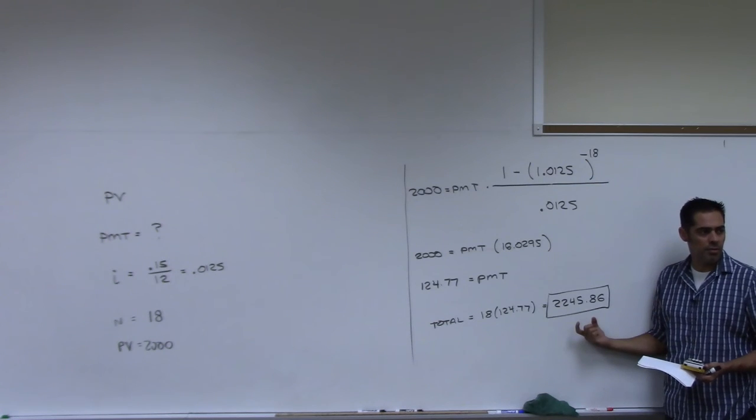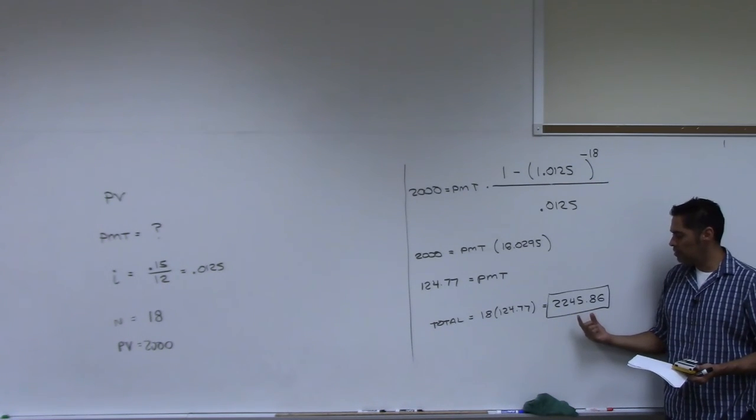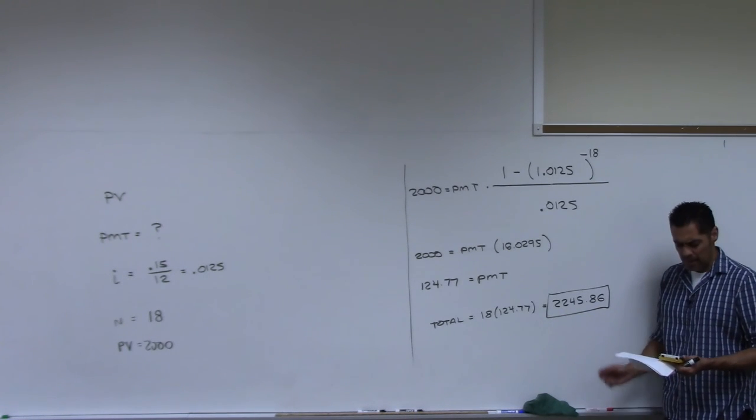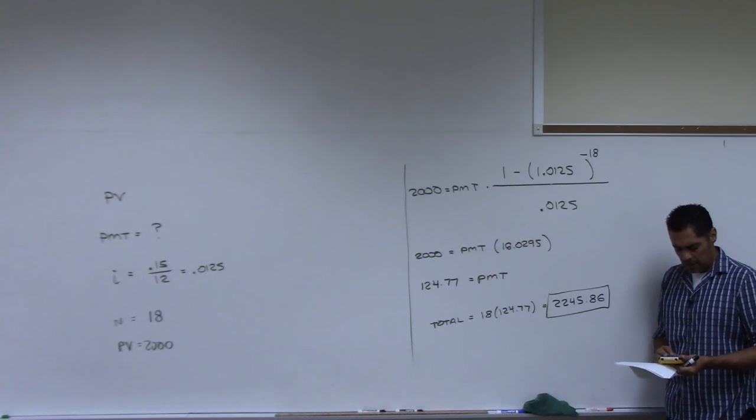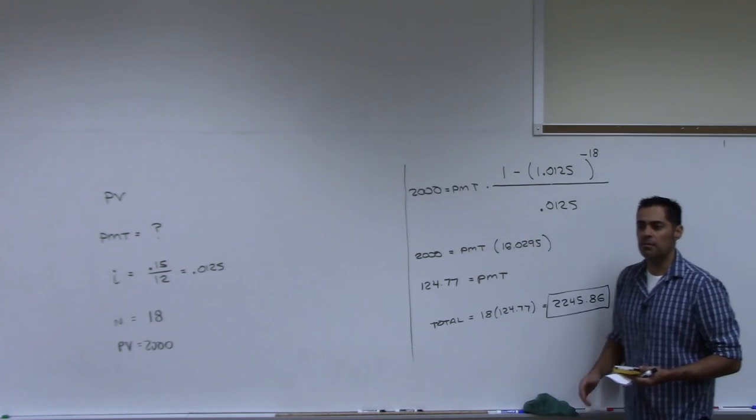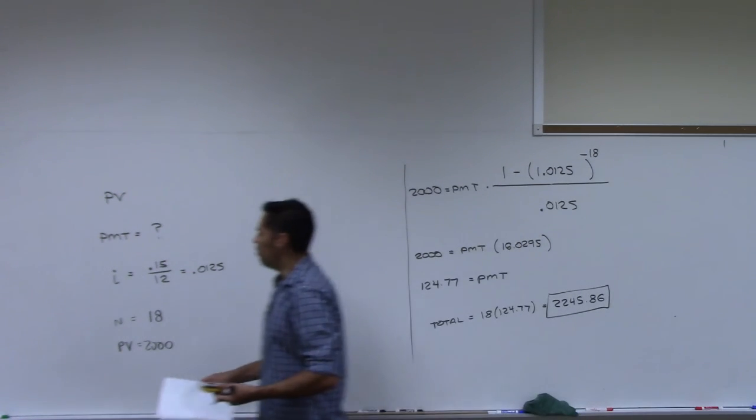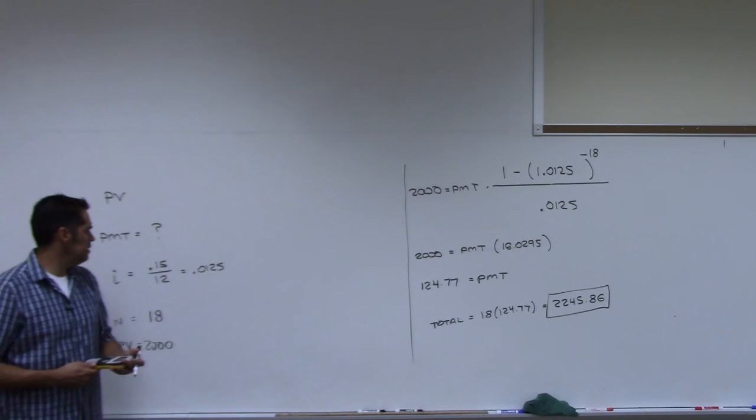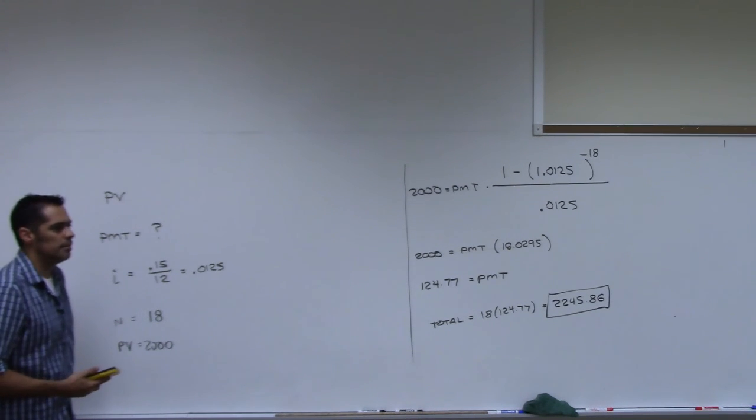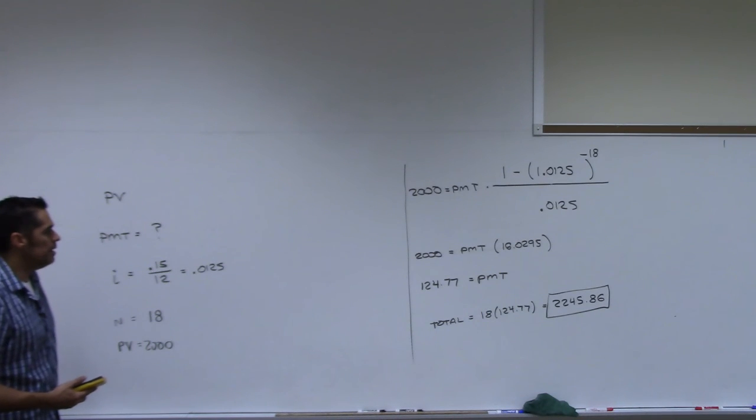Because the TV, you bought it for $2,000, but at the end of the day you wound up paying $2,245. So percentage-wise, how much is that? $245 divided by 2,000, it's about 12%. But what was the interest rate? 15? Well, the reason that happened is because you paid it off pretty quick.